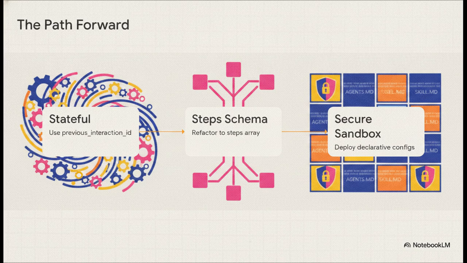Step 1, adopt stateful sessions by implementing that previous interaction ID we talked about to leverage implicit caching. Step 2, migrate to the Steps Schema by refactoring your parsing logic to handle the new typed array instead of that old flat text. And Step 3, establish secure workspaces by deploying your isolated environments using declarative agents.md and skills.md configurations.